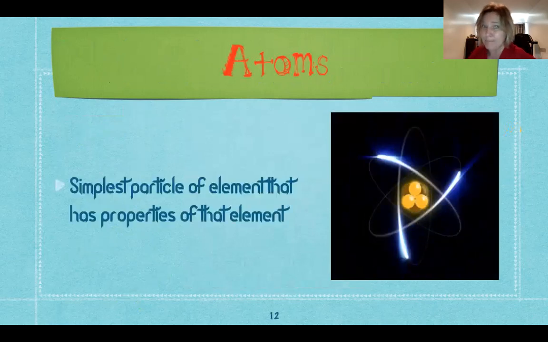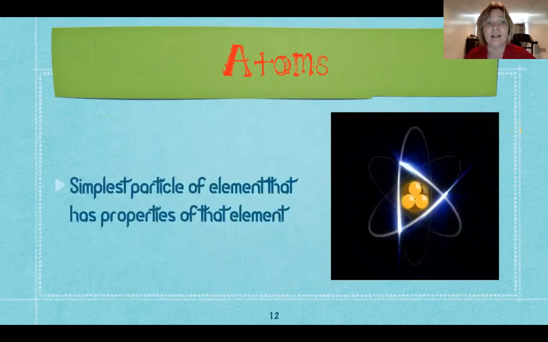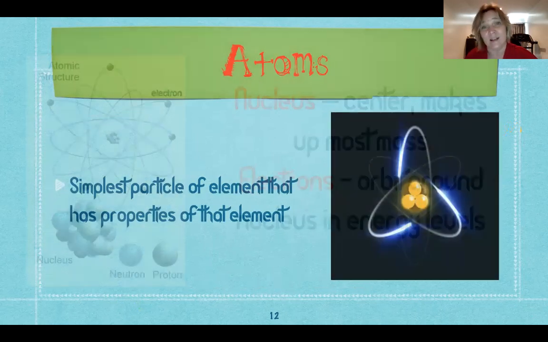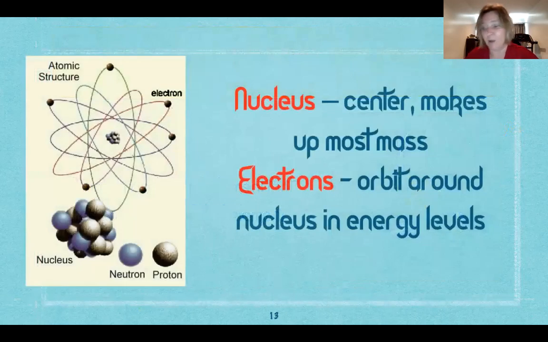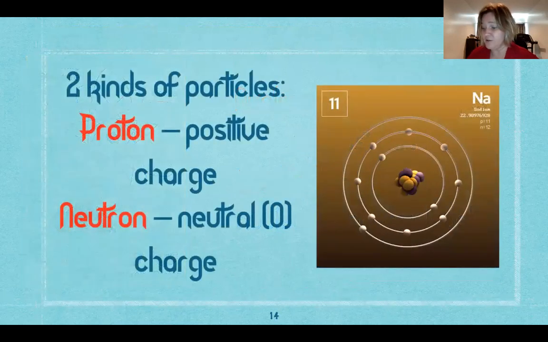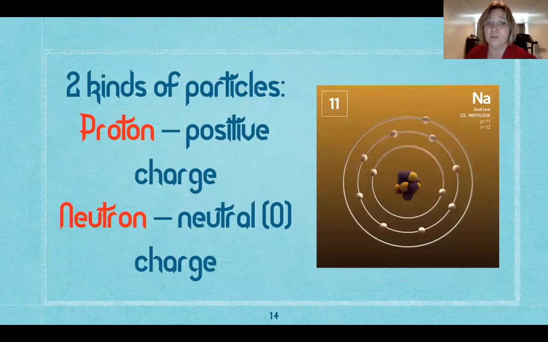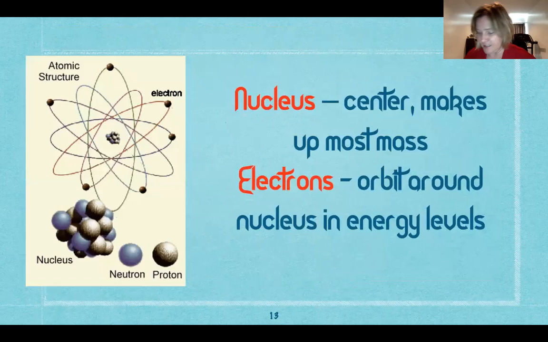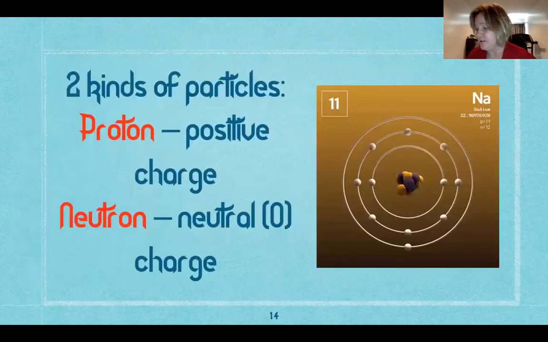Okay, this is an atom. An atom is the simplest particle of an element that has the properties of that element. An atom has 2 main parts. You have the nucleus in the center that makes up most of the mass of an atom, and then surrounding the nucleus are electrons. There are 2 kinds of particles in the nucleus. You have a proton, which has a positive charge, and a neutron, which has a neutral or 0 charge. I should also mention, because I don't think I did, electrons have a negative charge.